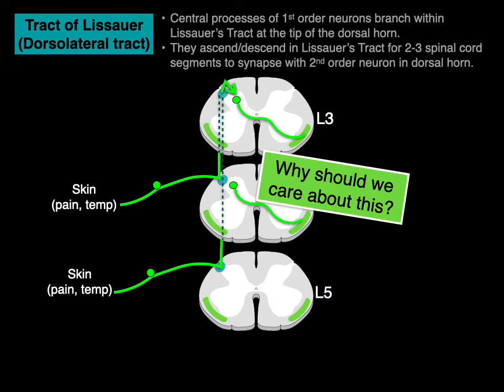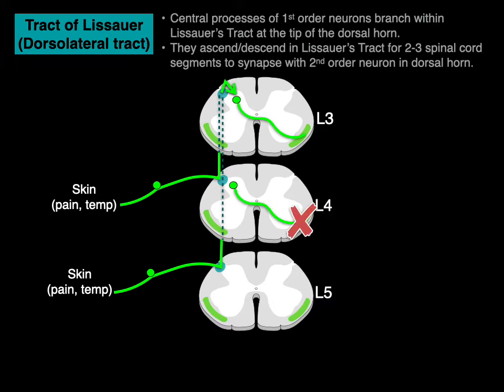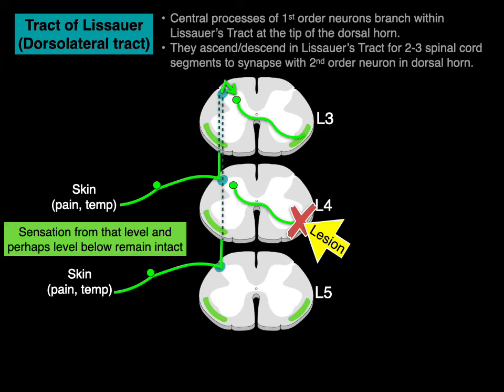Now, why should we care about this? Well, if we have a lesion right there at the L4 spinal cord level in the anterolateral system, the sensation from that level and perhaps the level below may remain intact, because Lissauer's tract allows that sensation to ascend up 2 or 3 segments. Does that make sense? All right.